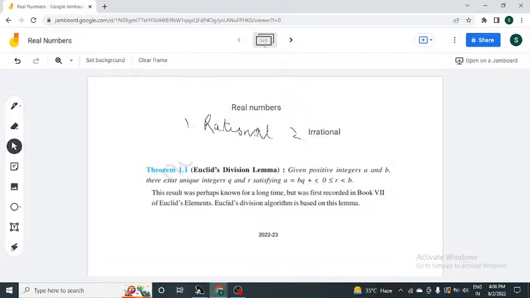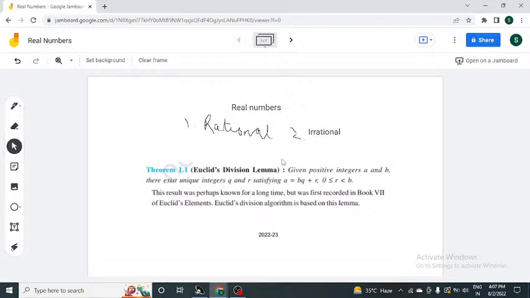And we learned quite a few things about rational and irrational numbers. If you recall, rational numbers are numbers that can be written in the form of P upon Q, wherein Q cannot be equal to 0. So the denominator has to be a non-zero value. Then we also learned about irrational numbers. These are the numbers that cannot be written in the form of P upon Q.